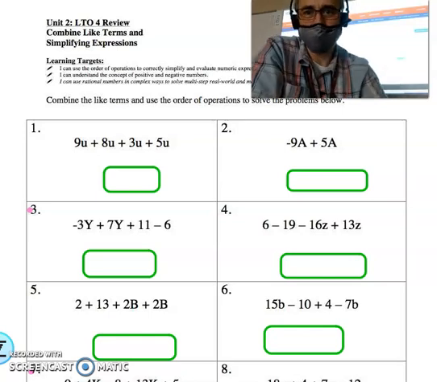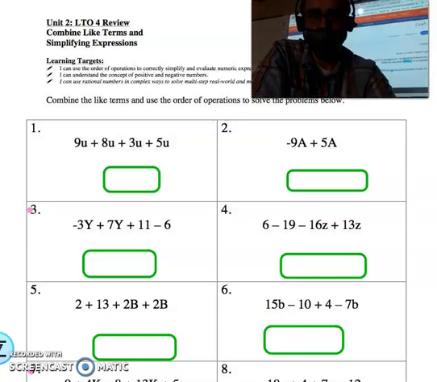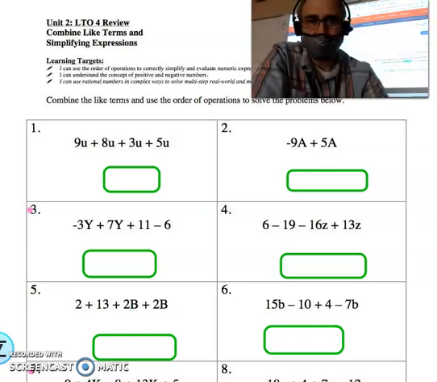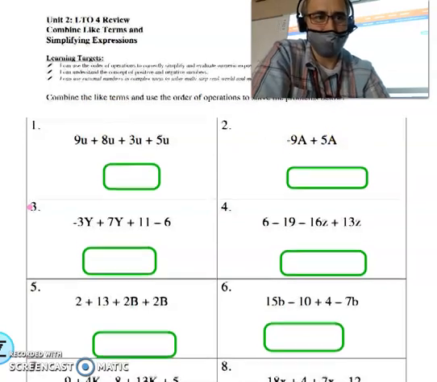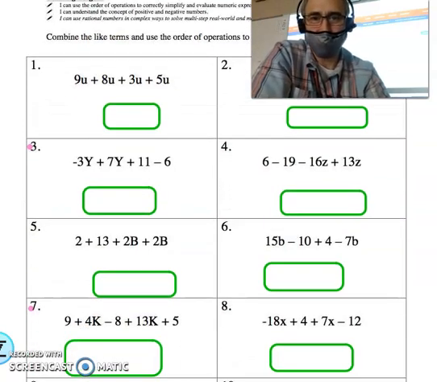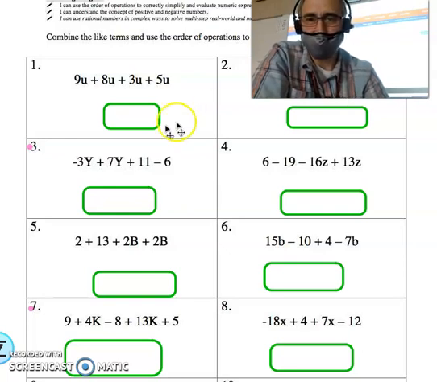Hello class, we're going to go over some of our review from yesterday in preparation for tomorrow's test. A lot of these questions might look familiar. Some of them are very similar to other questions that we've done throughout the benchmarks and the units. Today we're going to start by looking at question number 3 of combining like terms.